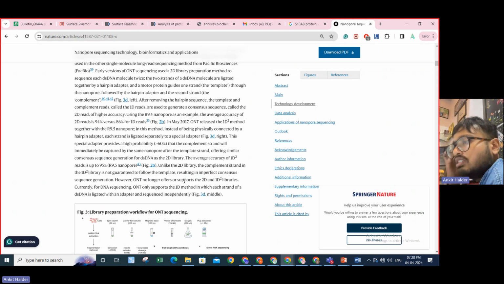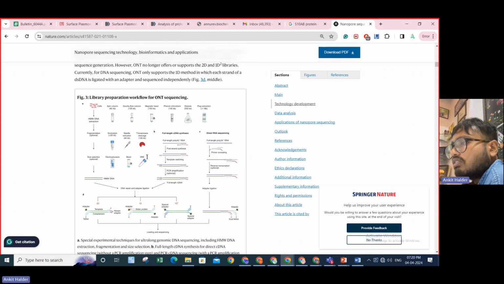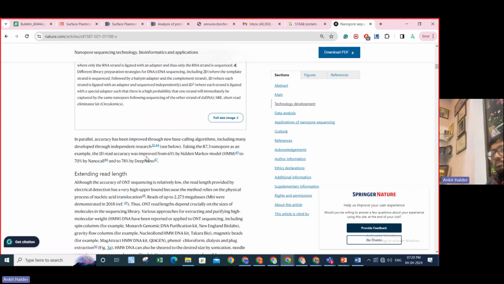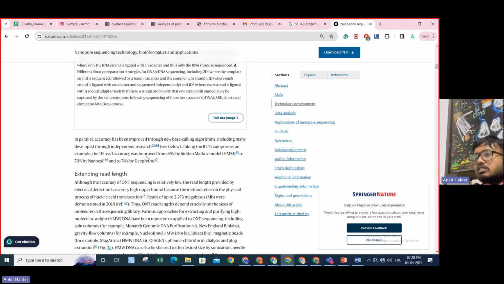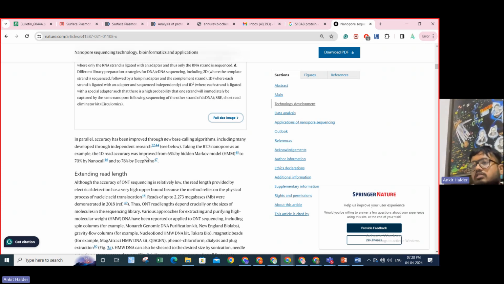The 1D method uses a strand of DNA ligated to an adapter and sequenced. Accuracy has been improved. New base calling algorithms have been developed for independent research, improved by hidden Markov model to 70% and 78% by deep learning, extending the read length.